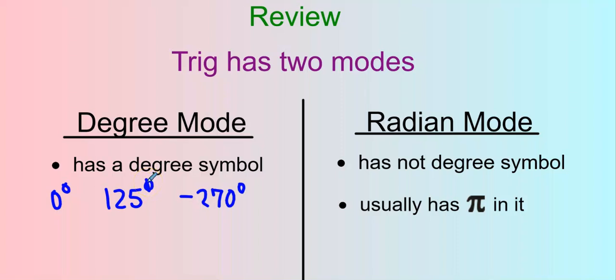Now, when it comes to radian mode, automatically, if it does not have a degree symbol on it, it's radian. So it's not going to have a degree symbol. With that part, nine times out of ten you might have pi with it, but it could also just be with no pi at all. It could just be a number.